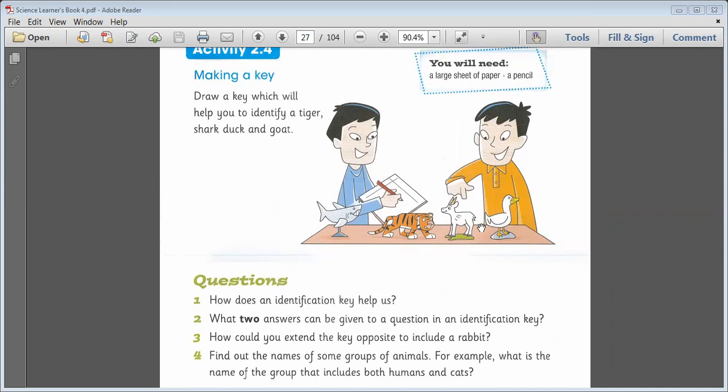Okay, in this lesson, we learned that scientists need to be able to group animals. We can use an identification key to group animals. Okay, boys, I hope you understand this lesson and enjoy.